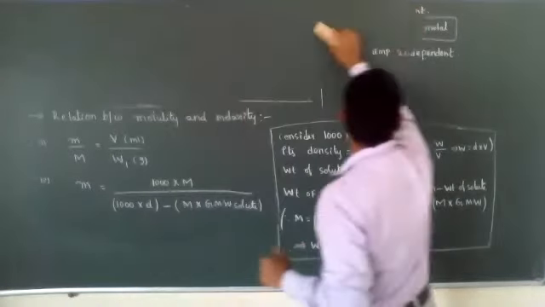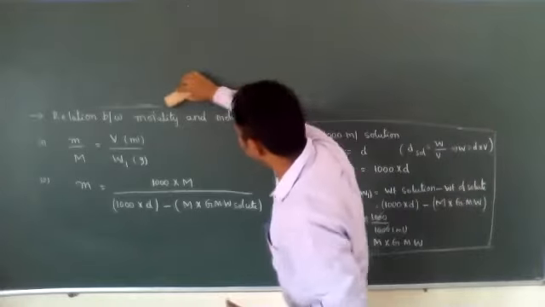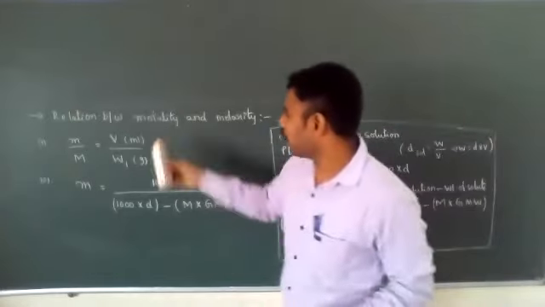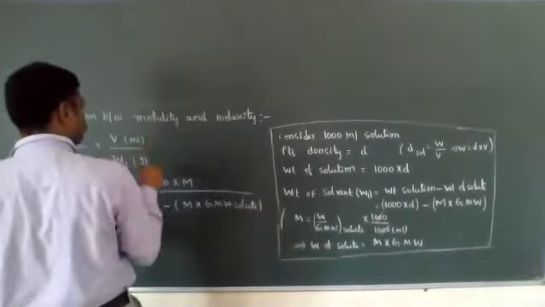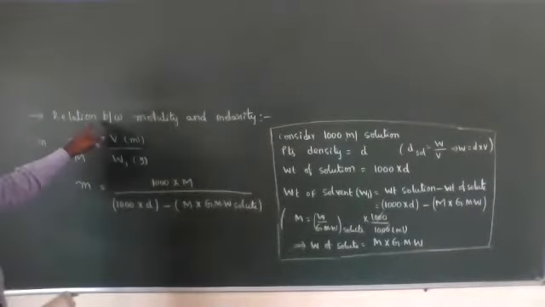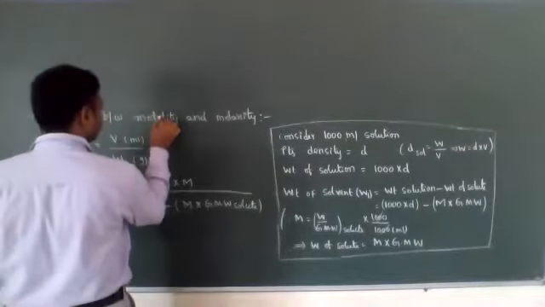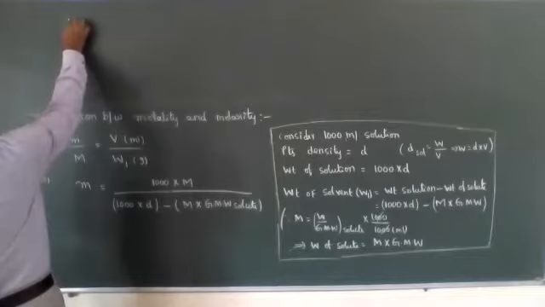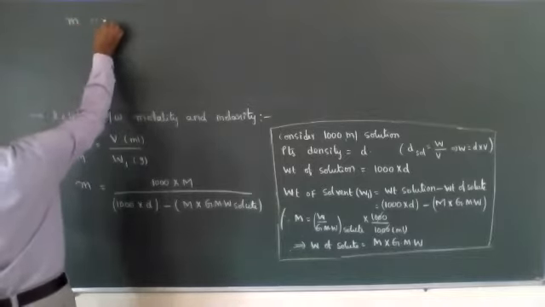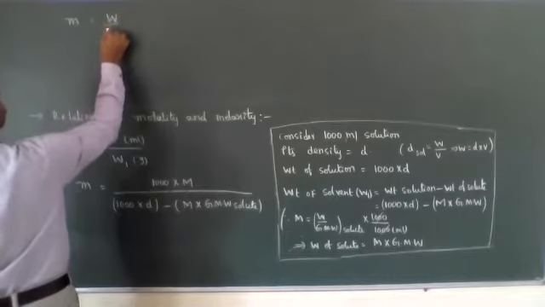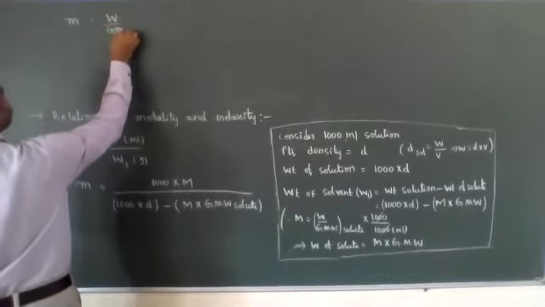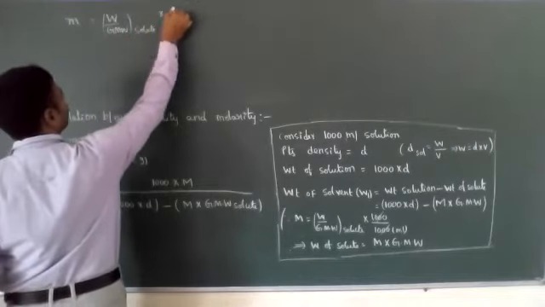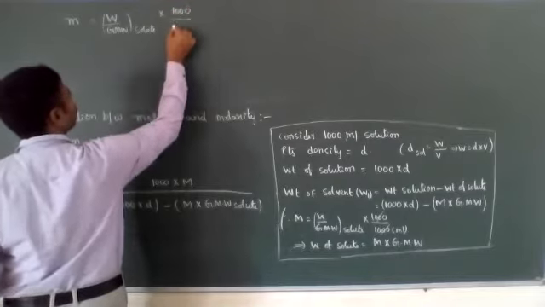Now I am doing the relation between molality and molarity. We know very well what the molality formula is. Molality is equal to weight by gram molecular weight of solute into 1000 by weight of solvent.